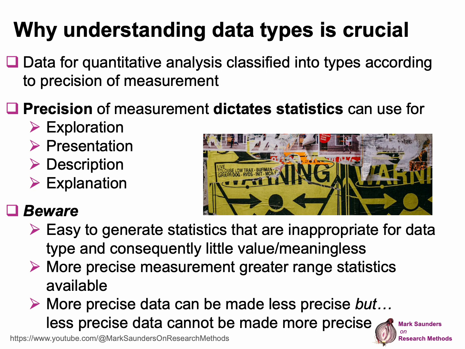Let's start by considering why our understanding of different data types is so crucial to quantitative analysis. The data we use in quantitative analysis can be classified into types according to the precision of the measurement made. The precision of the measurement dictates which statistics we can use in our analysis, and also which graphs and charts we can use, whether we use them for exploration, presenting the data, describing the data, or looking for explanations.